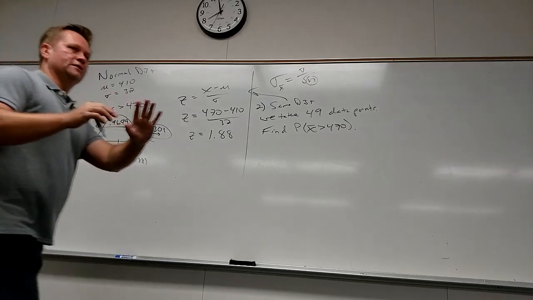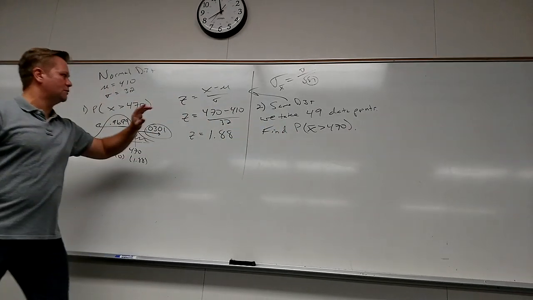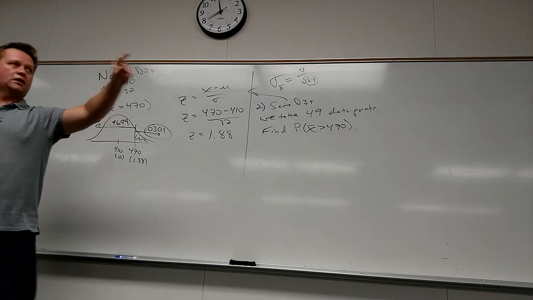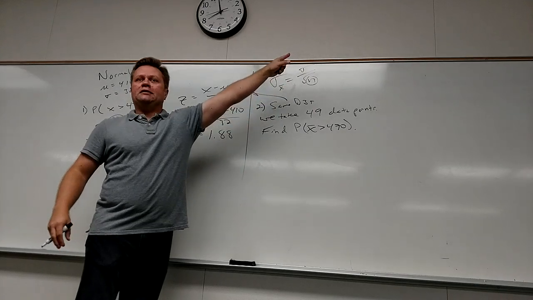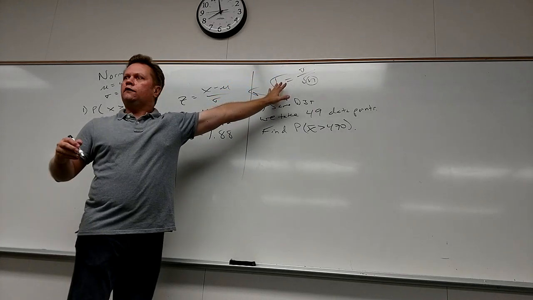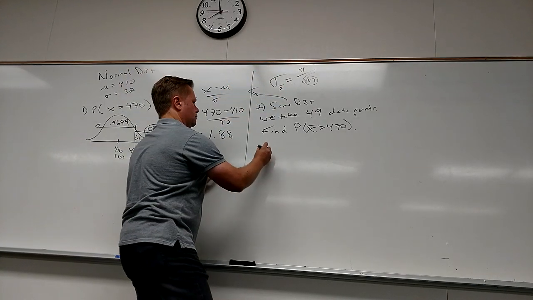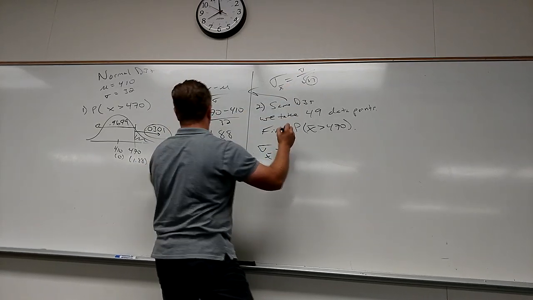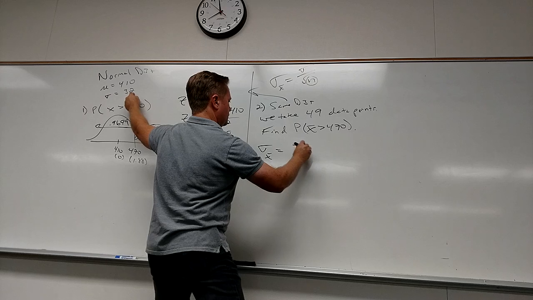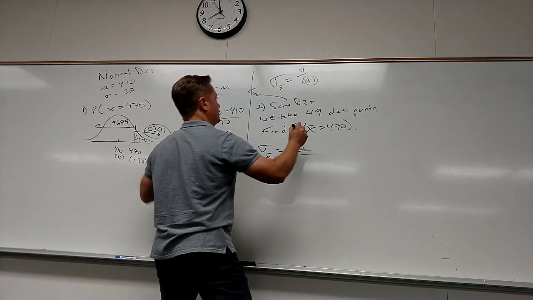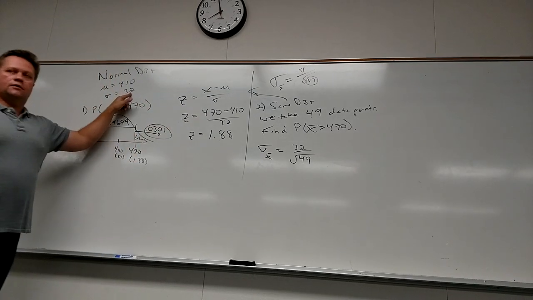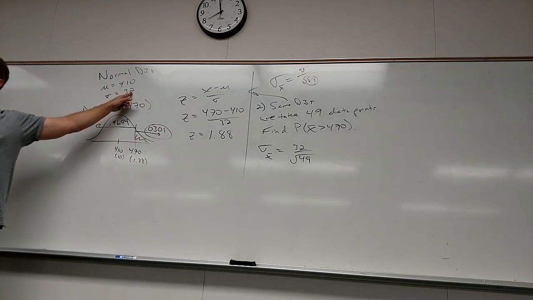Okay, maybe. So how do I do this? I do the exact same thing I did here, except I change one thing. What changes? Obviously, that. How do I find the new standard deviation? So I do this, right? Tell me exactly. What goes up top? 32. What goes on the bottom? Square root of 49. So this standard deviation is the one that works for individuals.